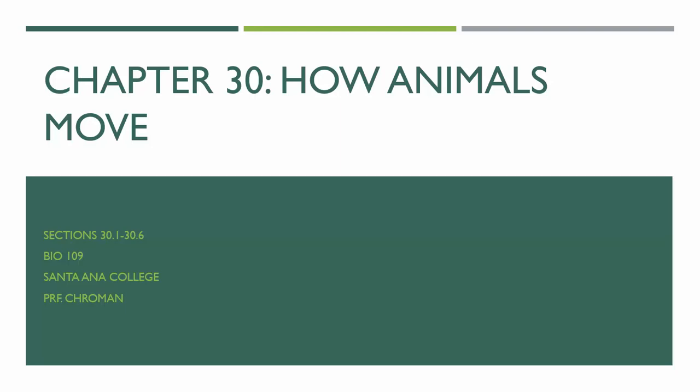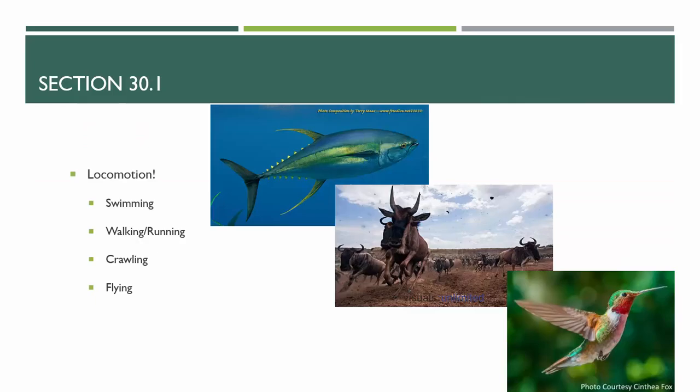Hey there folks, and welcome to the first video for Chapter 30, How Animals Move. Obviously, we have such a huge variety of animal life on this planet. We have some variety in how they move around, all of which can be specialized to the point where locomotion, movement, practically becomes an art form.